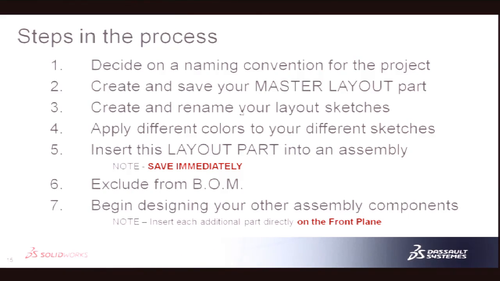Basically, you want to start out by deciding on a naming convention. We talked about this already because that's going to aid when you do the pack and go. We talked about how to create and save your master model layout part. Create and rename your layout sketches. So you're going to make those sketches in the tree and you're going to give them names so that you can easily find them in the tree later on. You're going to apply different colors to each of those sketches. You're going to insert that layout part into an assembly. I made a note in multiple locations here that when you do this step, you want to make sure you save immediately. You're going to exclude that part from the bill of materials, as our friend recommended earlier.